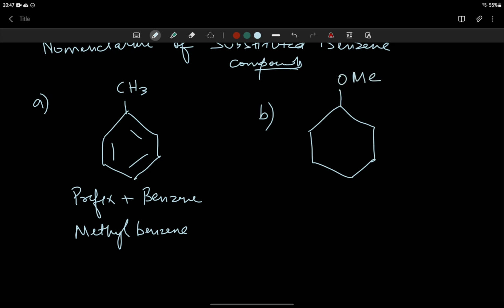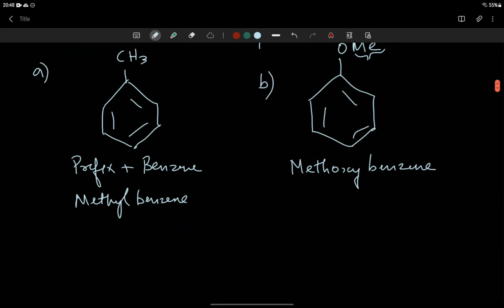OMe. Now Me is also again methyl only, right? In the short form we sometimes use Me for methyl. Now with the methyl group one oxygen is present, so that is why we use the prefix name methoxybenzene. Okay, so like that we are going to name the mono-substituted benzene ring. Now this is the IUPAC name. The common name of methylbenzene is toluene, and methoxybenzene is named anisole, right?